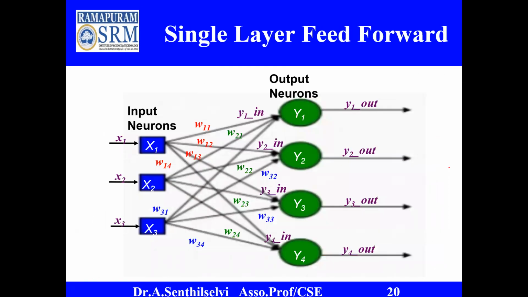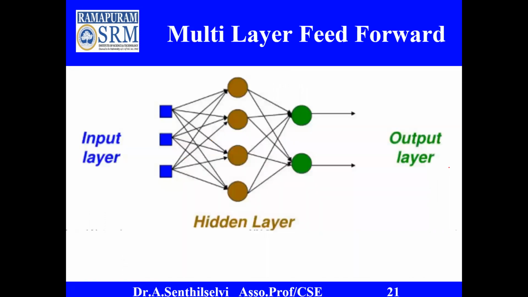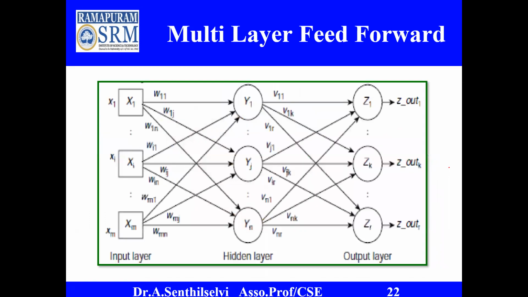This is an example of a single layer feed forward network, and this is an example of a multi-layer feed forward network. Here we introduce a term called hidden layer. Actually, in a perceptron, there is no hidden layer. It has only input and output. In a multi-layer perceptron, we introduce hidden layers.